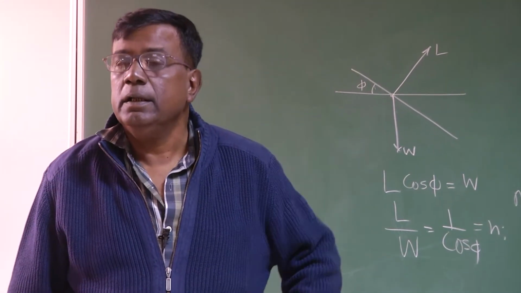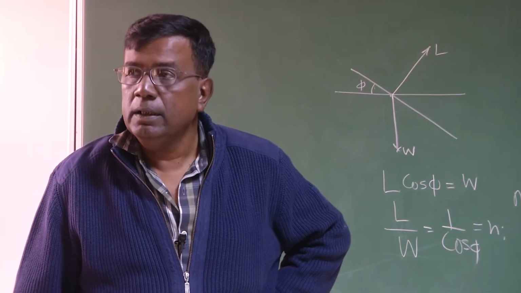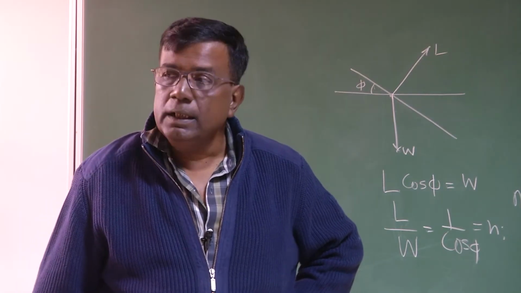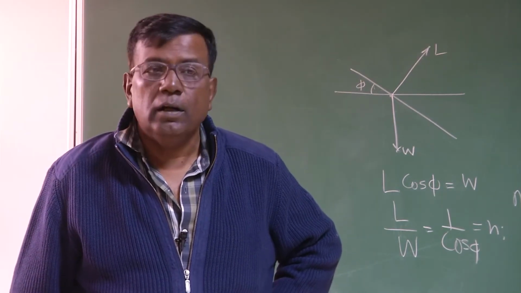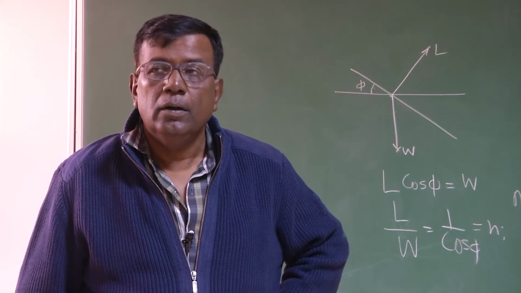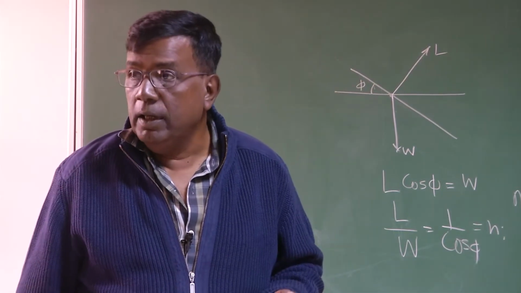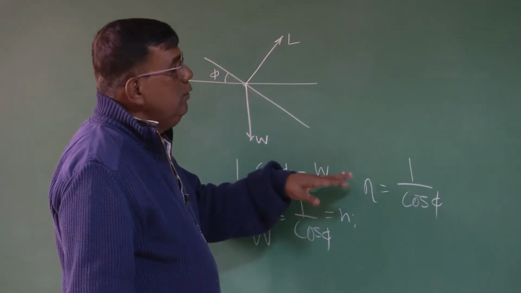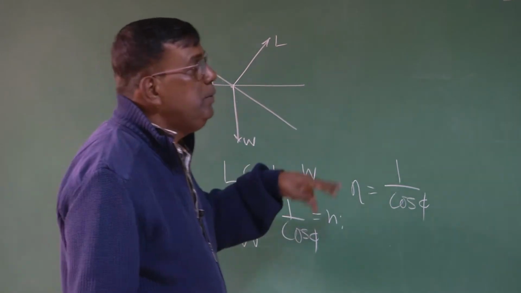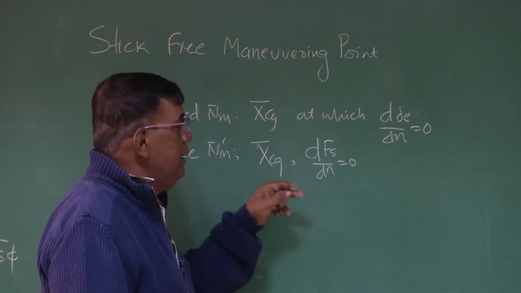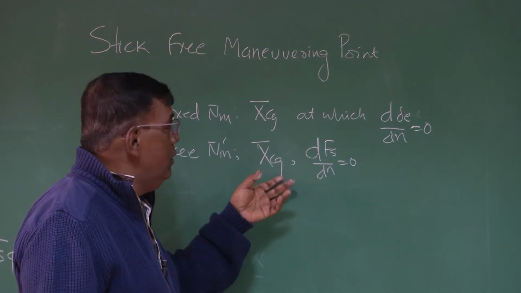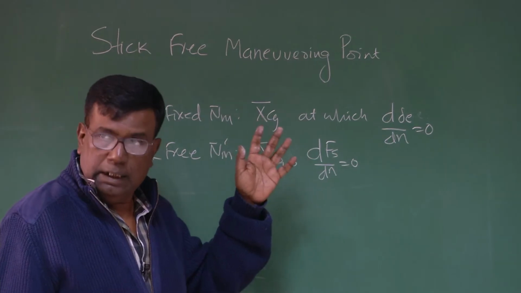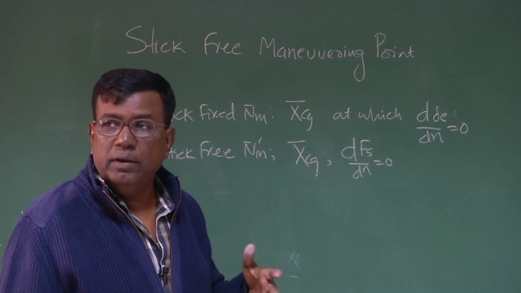Let us say 30 degrees, then 1 by cos 30, right? If it is 60 degrees, then load factor of 2. It's a very large number, right? Don't underestimate a load factor of 2. So, this is to tell you how we generate this n, because we have to find out a condition from where I can extrapolate to get the CG location for which dFs by dn becomes 0. Then it will be the stick-free maneuvering point, right?